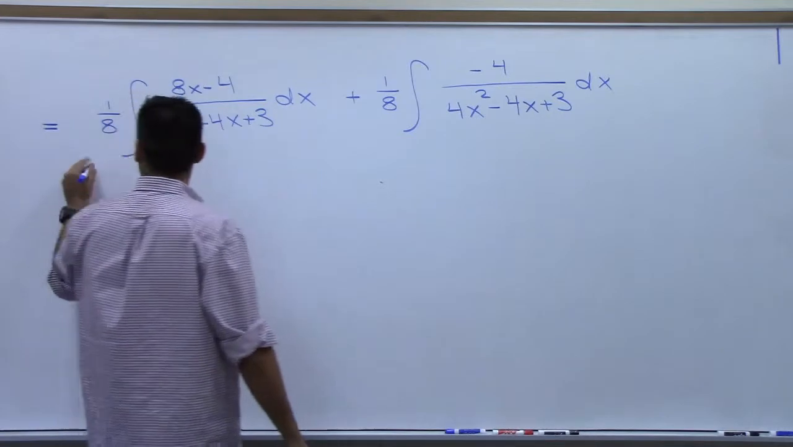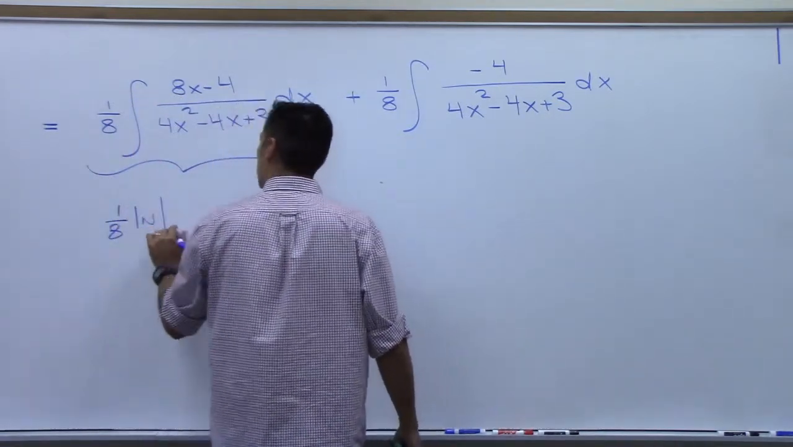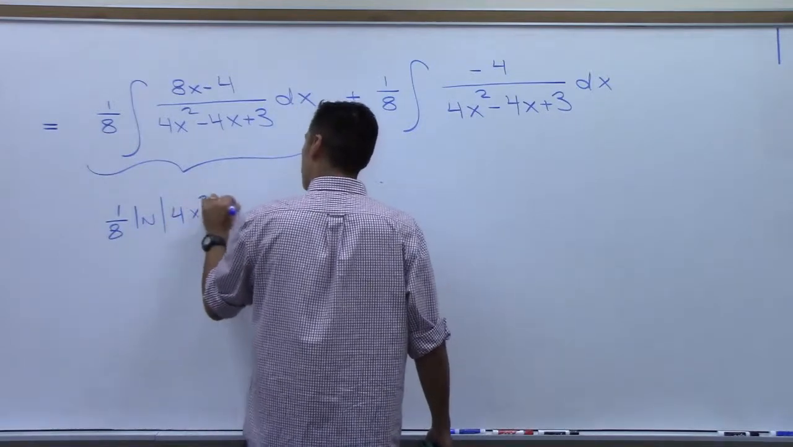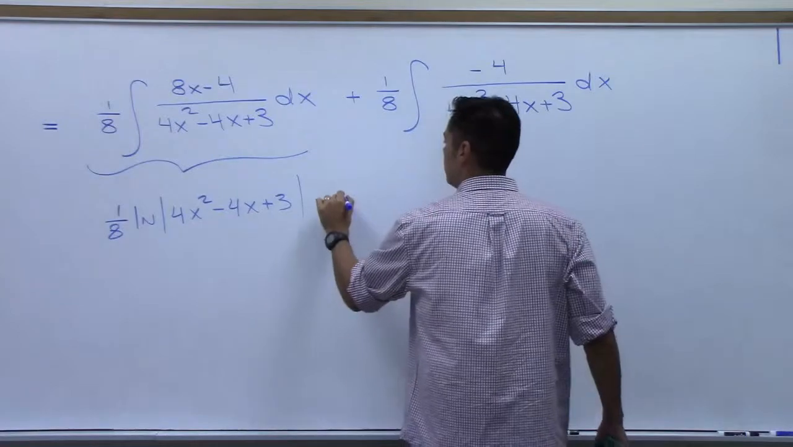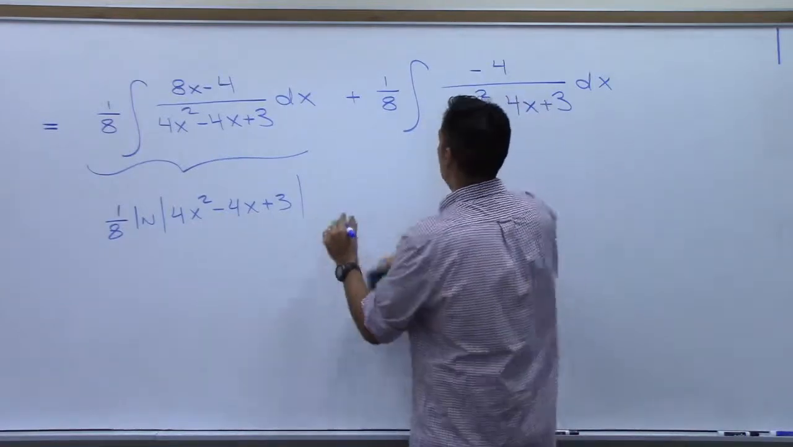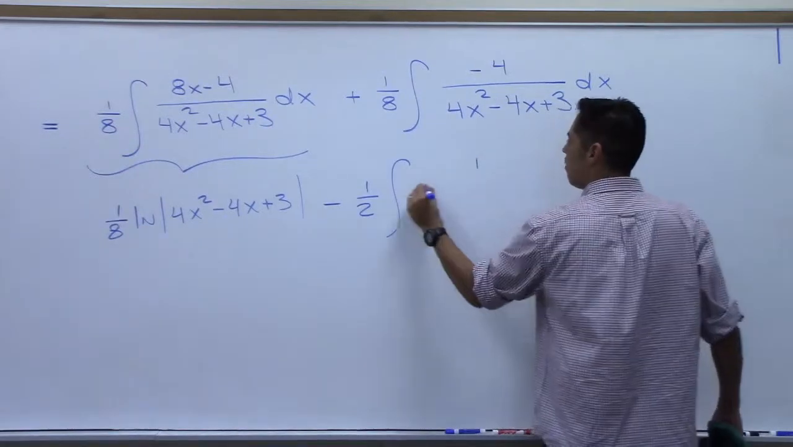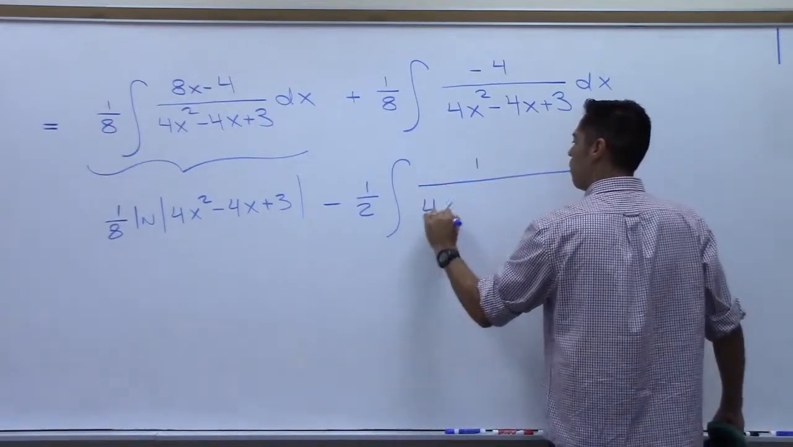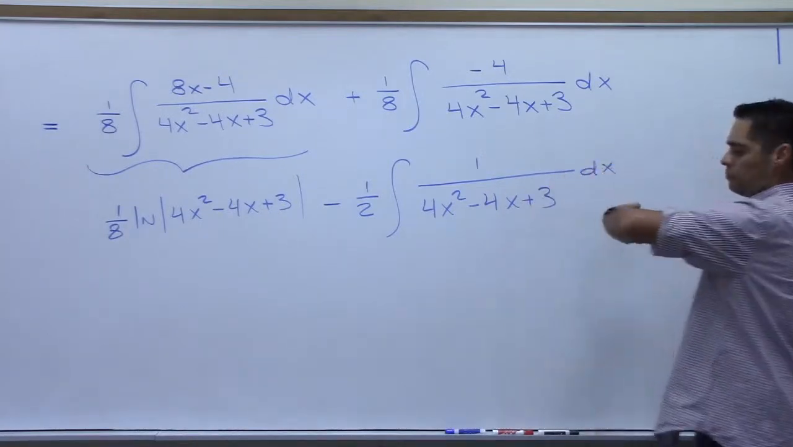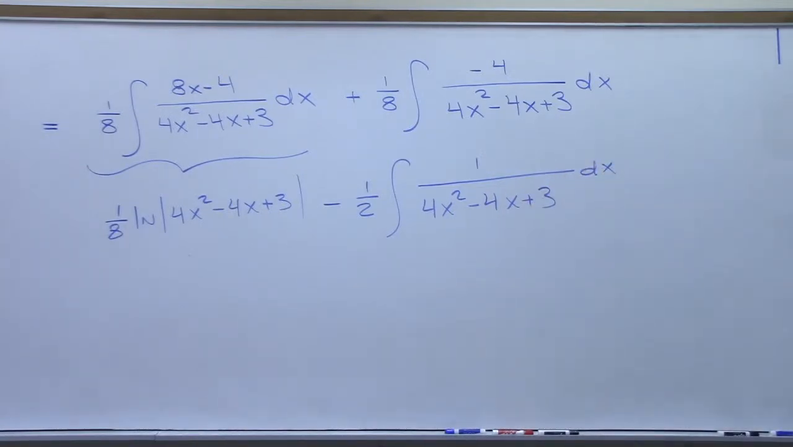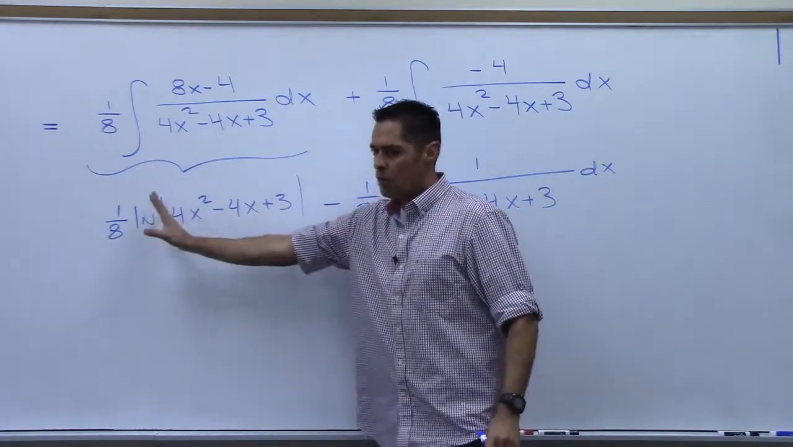So the antiderivative of this, no more integral sign, is 1/8 natural log of u, but u is 4x squared minus 4x plus 3. And then I'll do a plus c at the very end. Plus, or let's make this minus, 1/2 integral 1 over 4x squared minus 4x plus 3 dx. So I actually took the antiderivative here. I'm done with that. No more work needs to be done.